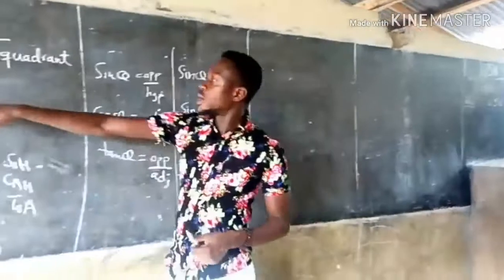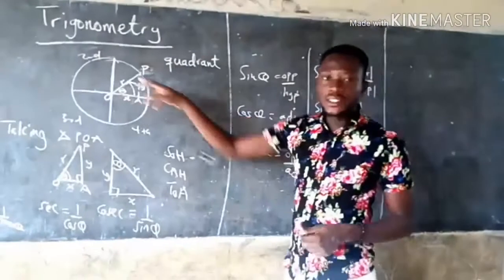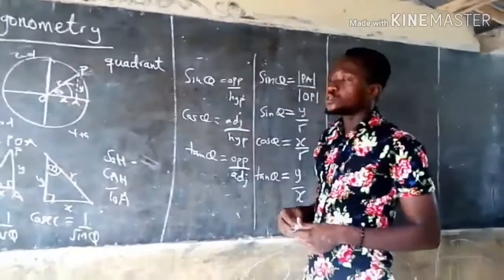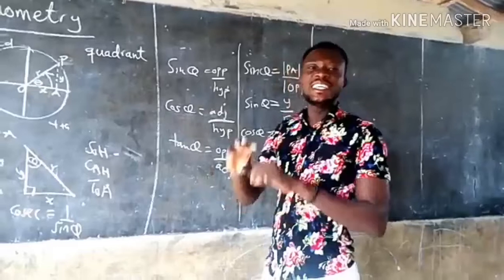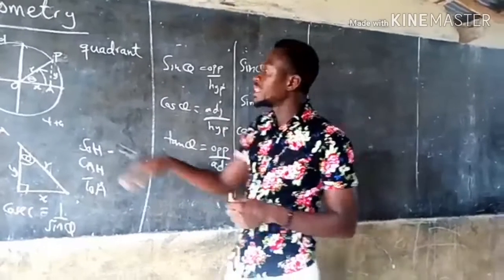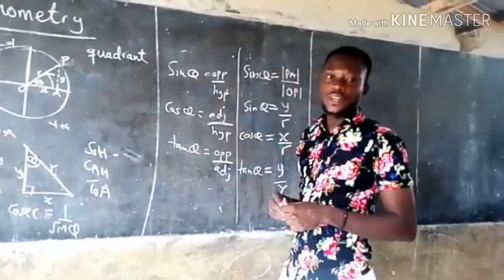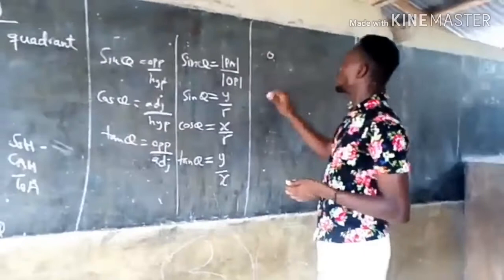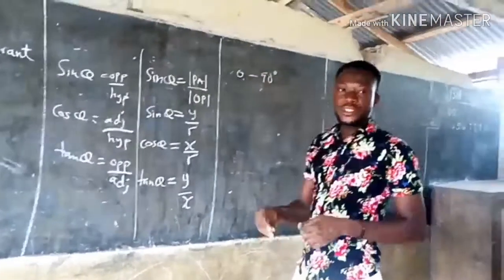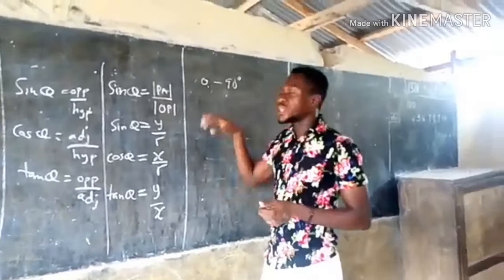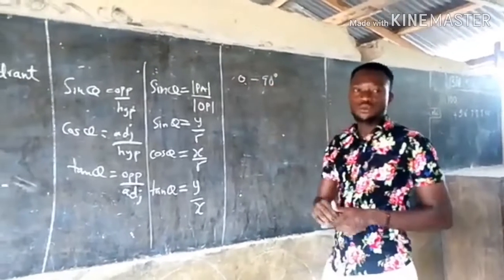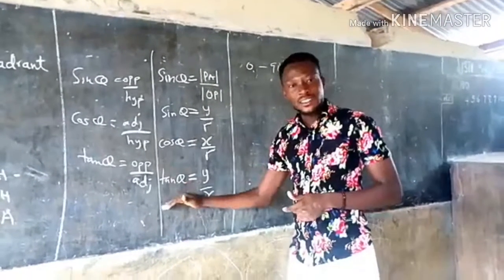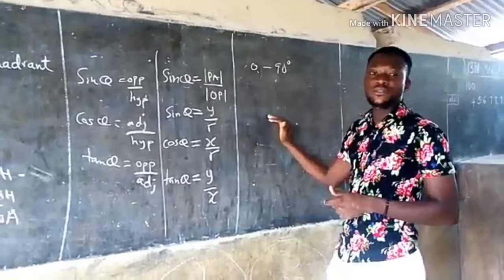Now let's go back to the quadrant. In the first quadrant, x is positive, y is also positive. So anytime you find sine of any given angle which falls within the first quadrant, it will give you a positive value. In the first quadrant, the angles range from 0 up to 90 degrees. So sine of any angle within this range will give you a positive value. Then if you do the same for cos and tan, they always give you positive values.